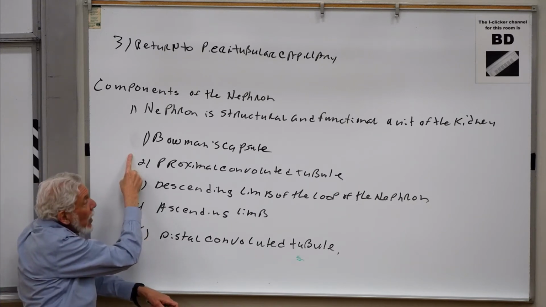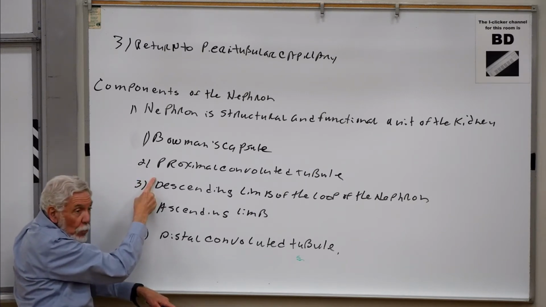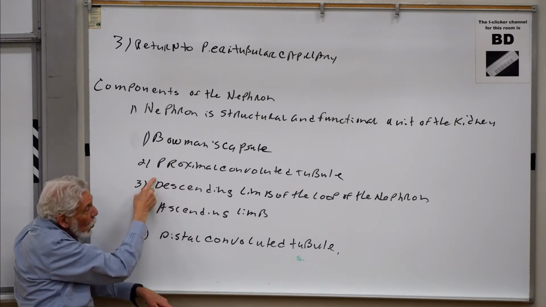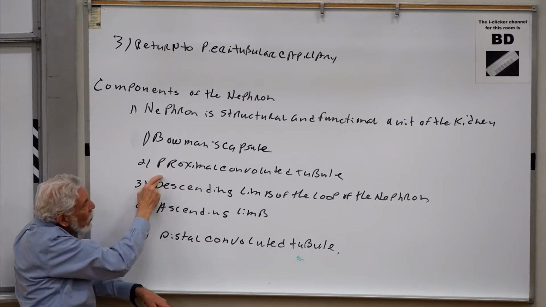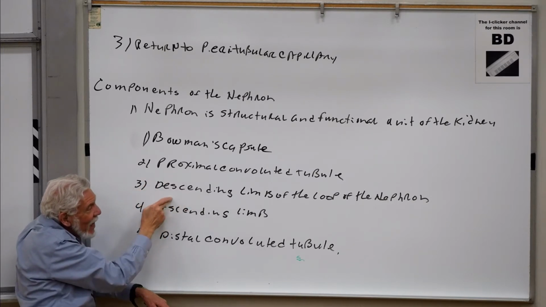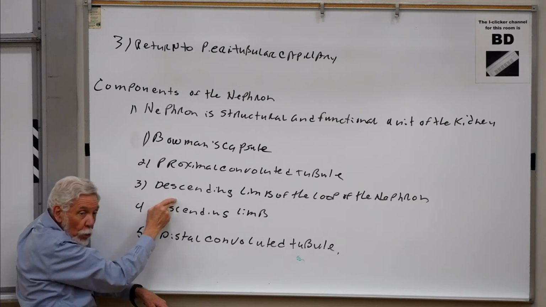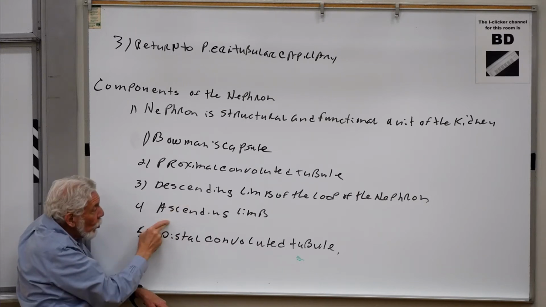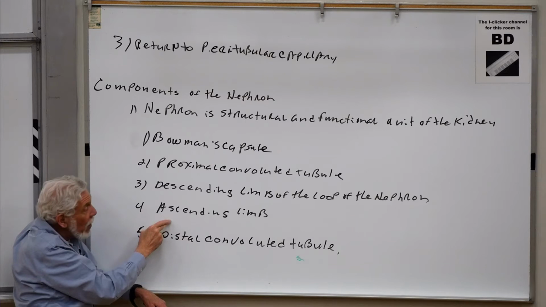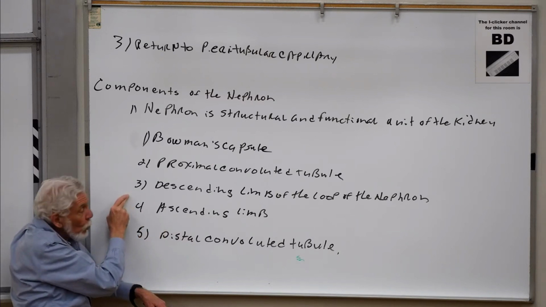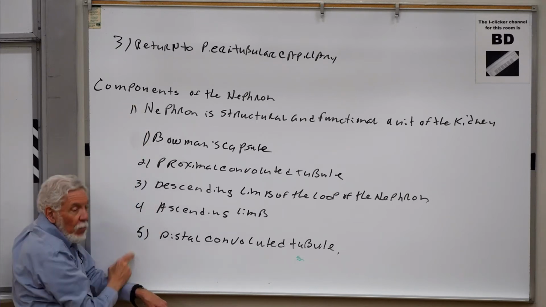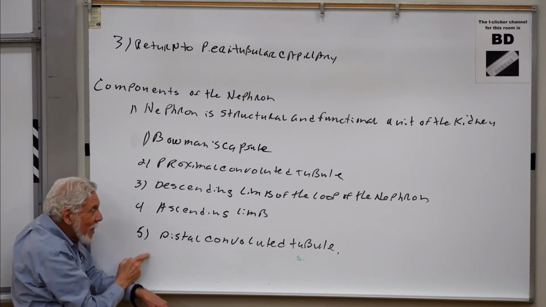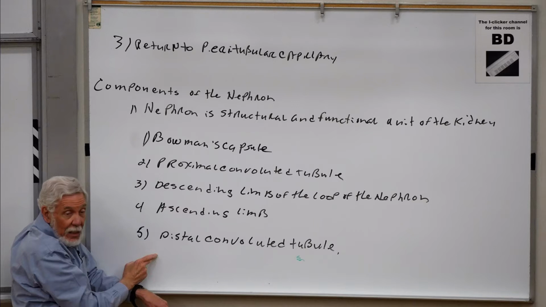We'll talk about Bowman's capsule today. We'll talk about the proximal convoluted tubule, and we need to get to the point where we lay in the extension of the proximal convoluted tubule into the descending limb of the loop of the nephron. It's going to be a turn, a so-called hairpin turn. It's going to make a U-turn into the ascending limb of the loop of the nephron. We'll then return back up to the cortex, and that's going to be in the distal convoluted tubule. That's the nephron.